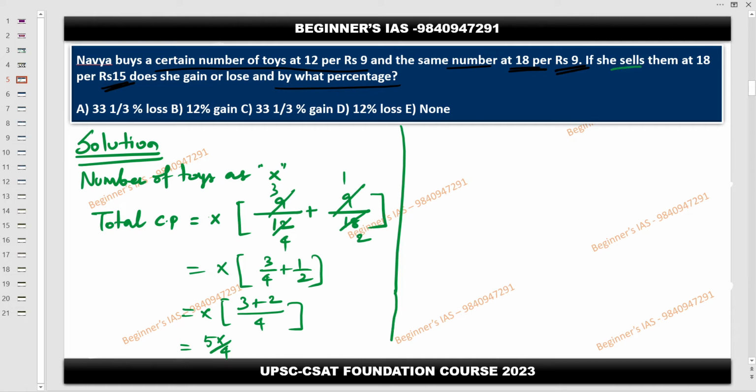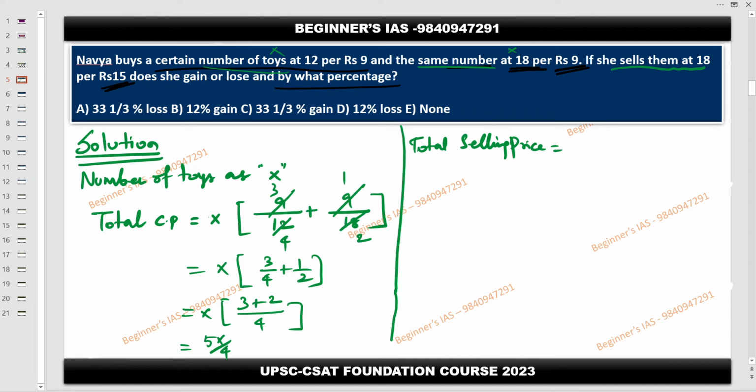If she sells them, which means both the things, the first part and the second part. So the number of toys in the first part is X, and the number of toys in the second part is X. Then listen carefully, what would be the total selling price? So the total selling price is equal to this much of product.